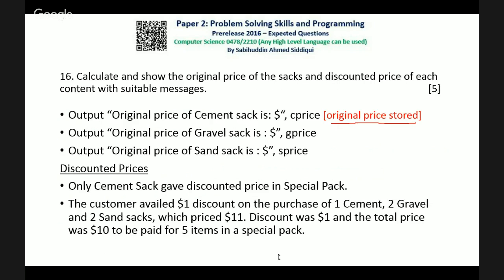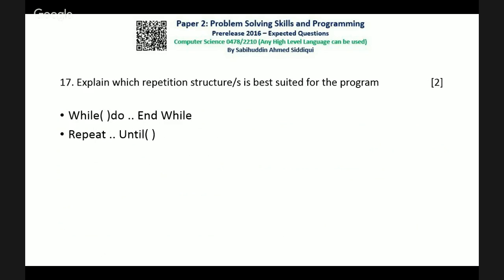So in this way you have just completed the answer and you have calculated verbally. So this is the way you have solved question number 16. Now coming on to question number 17. Explain which repetition structure or structures is best suited for the programs. This is of 2 marks.